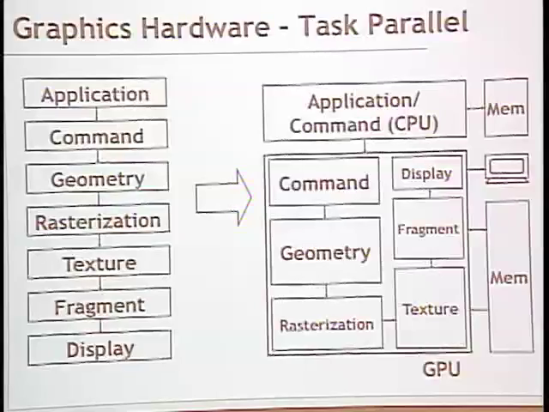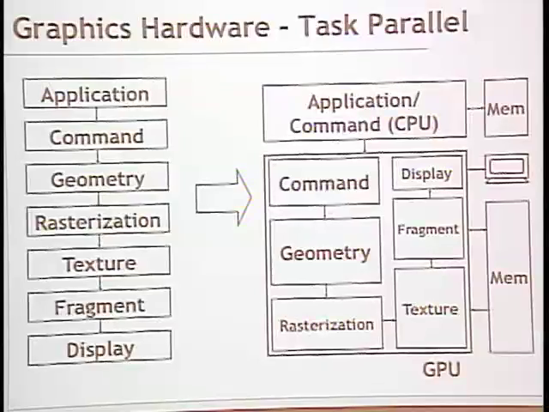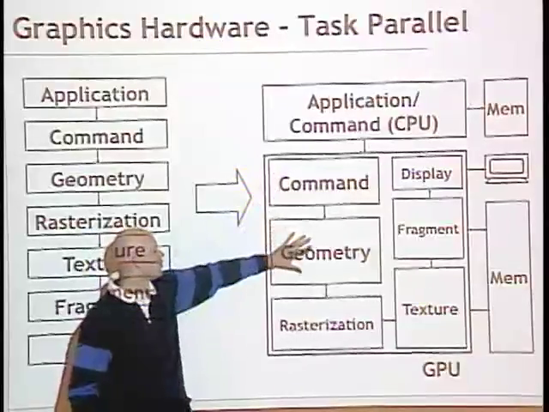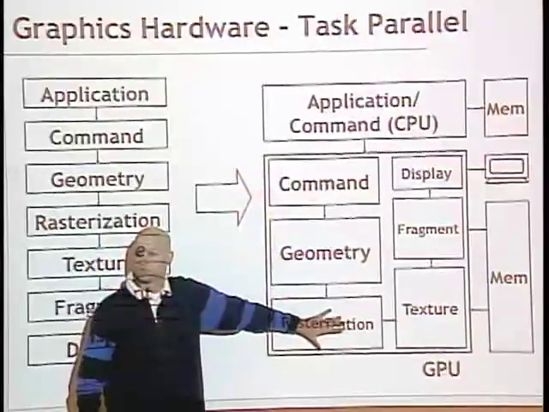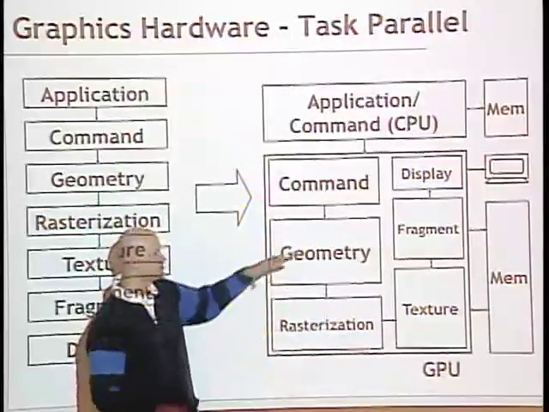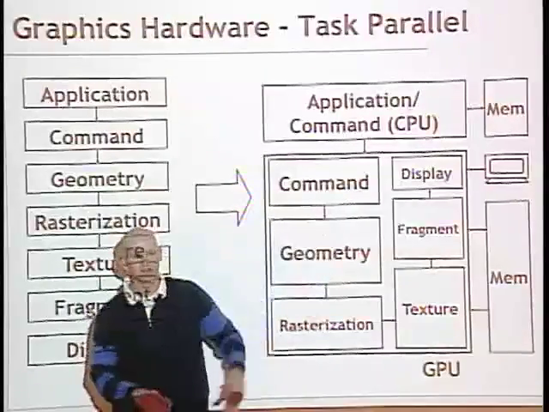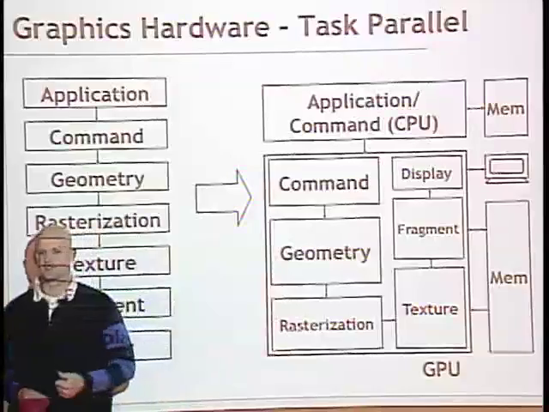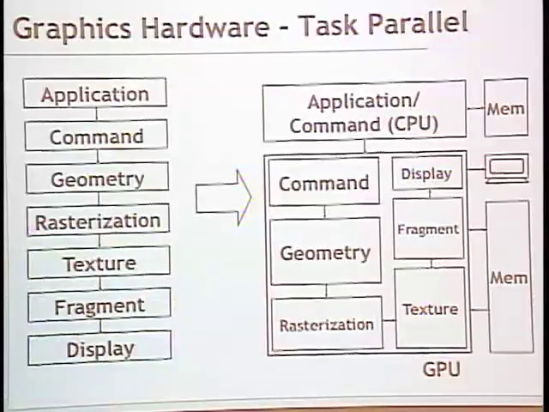Traditional graphics hardware divides the pipeline up in space. So it takes this big chip, divides it into all these pieces, and then each piece gets a different piece of the silicon and works on a different piece of the pipeline. So this section of silicon is only going to do geometry processing. And this section is only going to do rasterization and so on. So it's a very different approach.